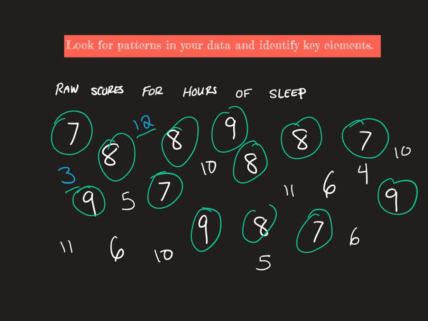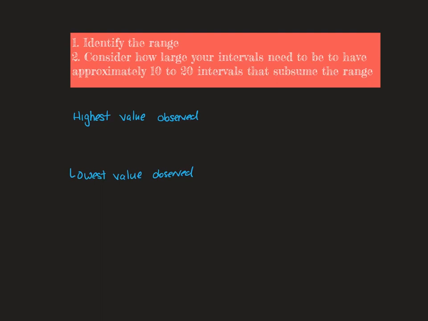Creating a frequency distribution will help us to see these patterns more clearly, and also to note some things that aren't as clear when we're looking at the raw data. We're now ready to move through the steps in creating our frequency distribution. The first step is to identify the range. The highest value we observed was a 12. The lowest value we observed was a 3. The formula for the exclusive range is the highest value minus the lowest value in any data set. So in this case, our exclusive range is 12 minus 3, or 9.